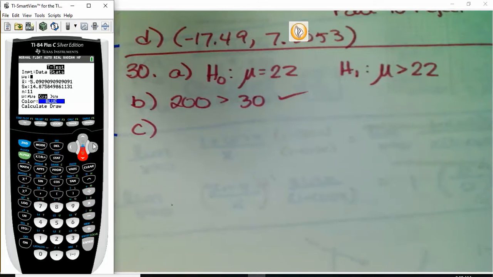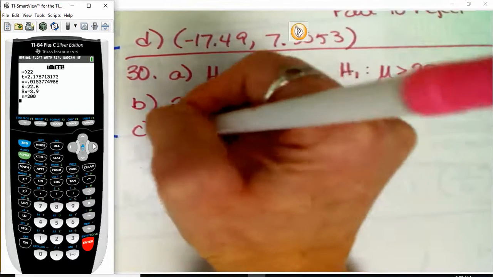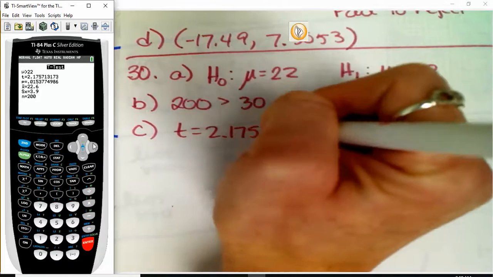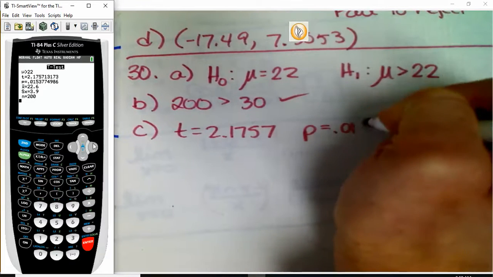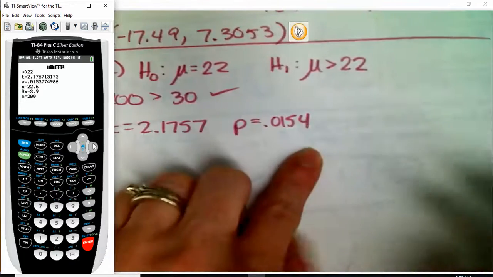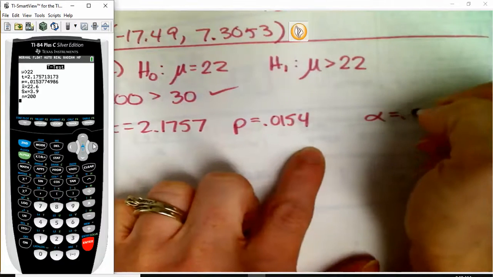Okay, the mean of the null was 22. X bar, the mean of our sample, is 22.6. S sub x, standard deviation of the sample, 3.9. N, we had 200. We are checking if we are greater than. And so you get your t to be 2.1757. P is 0.0154. You always compare your probability with your alpha. We are checking at the 0.05.